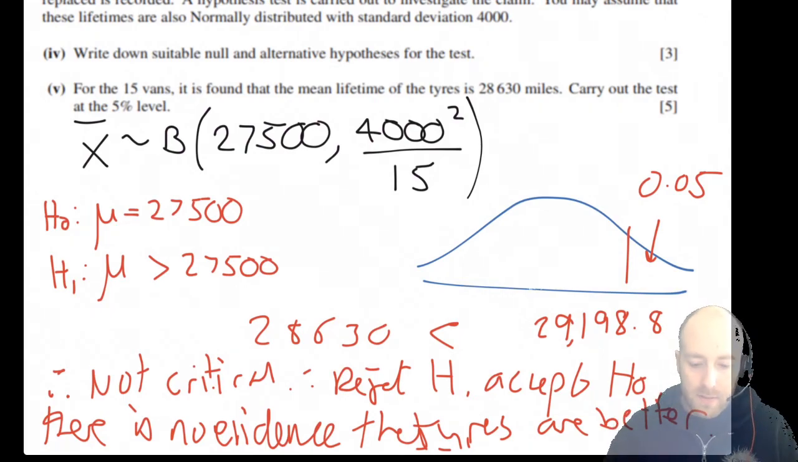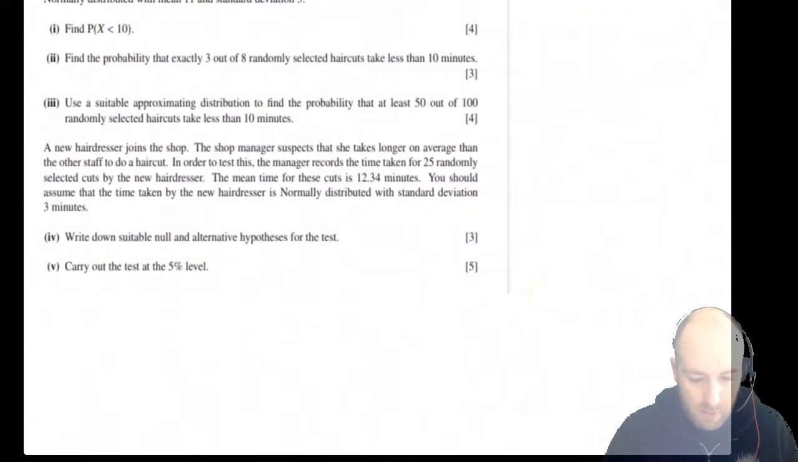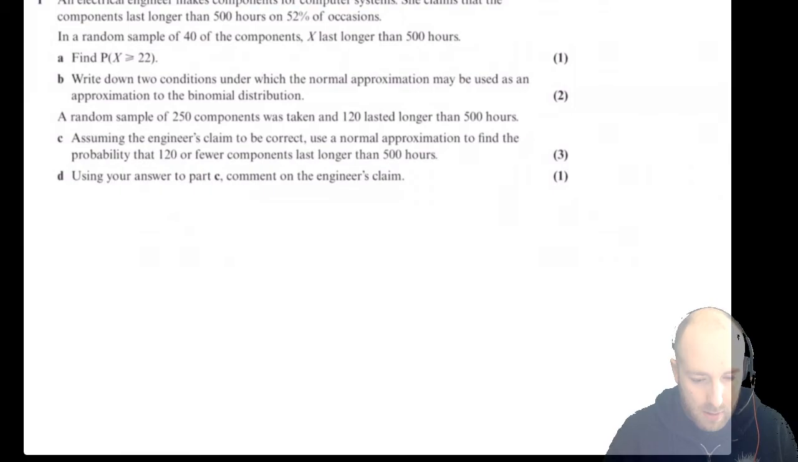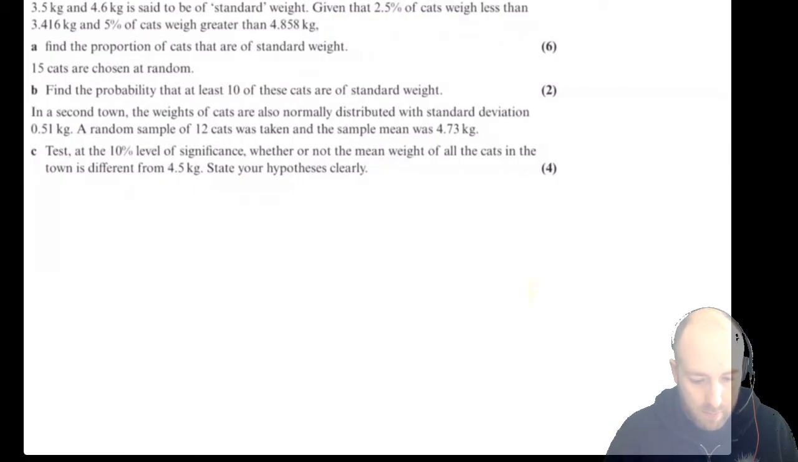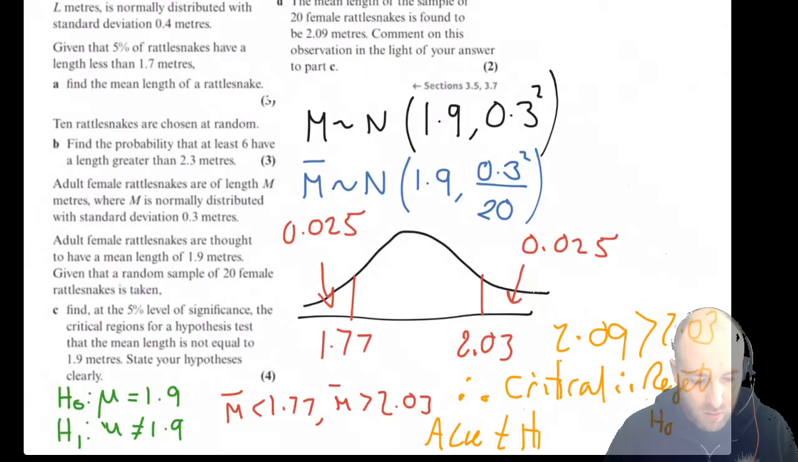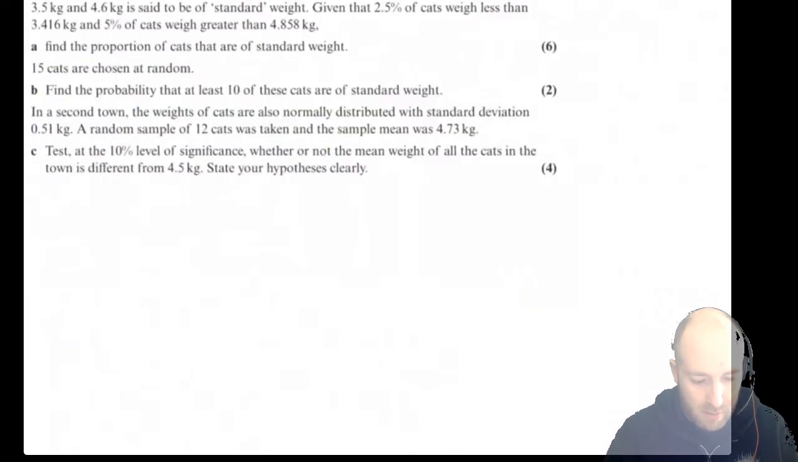All right, 10 minutes left. Let's see if any of these are, that one's probably going to be a bit too big. Where's the cats one? They're all very samey, really. All right, let's try this one. We'll see how we do. We got 10 minutes.